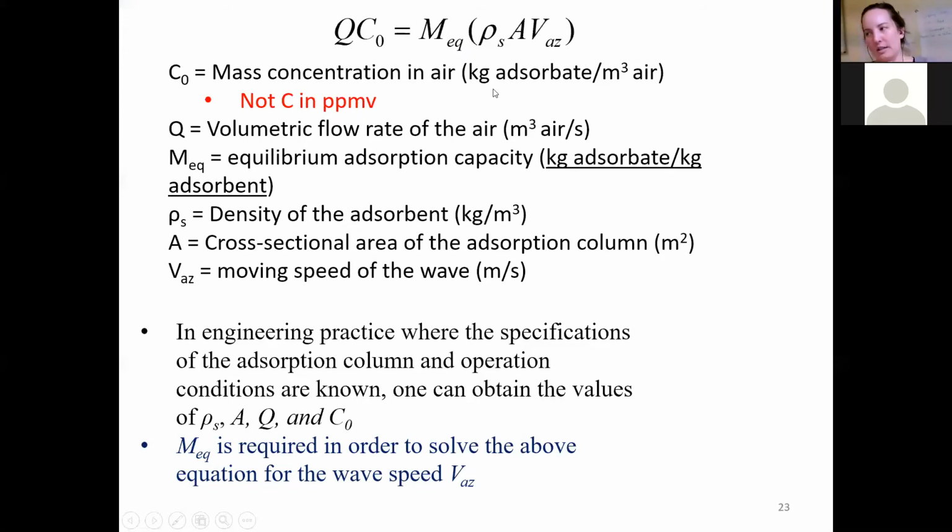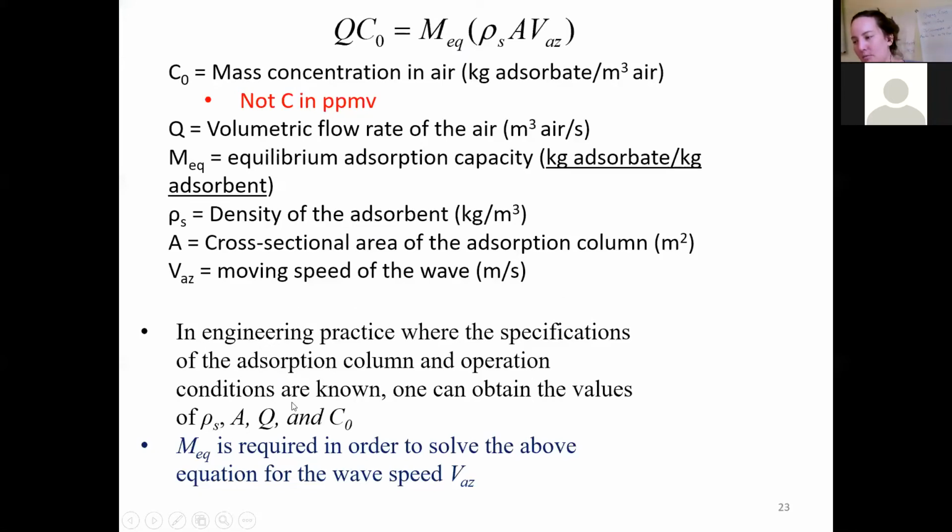So what you need is usually kilograms of adsorbate per cubic meter of air, so that the mass matches up with the units of this term. If you're given ppm, then make sure you convert these volume and mole fractions into mass fractions. The density of the adsorbent material, and here the effective density, so not the 2 kilograms per liter, but rather the 0.2 kilograms per liter, the actual amount of material that can adsorb. A is the cross-sectional area, and VAZ is the moving speed of the adsorption wave.